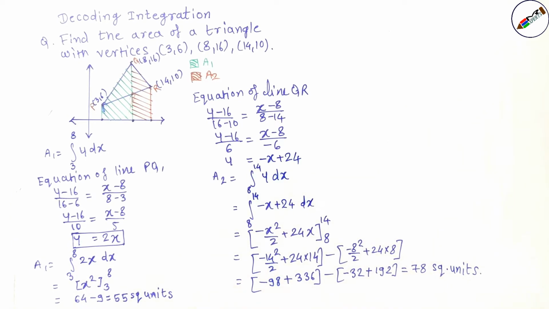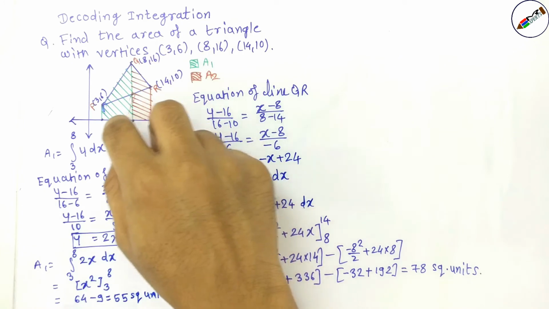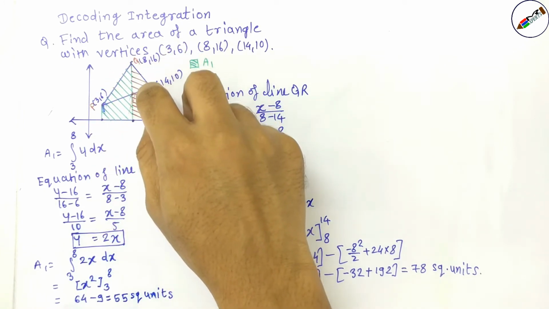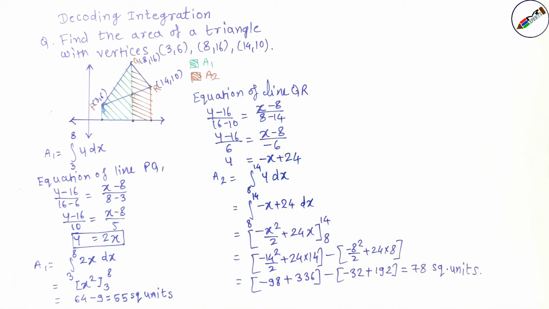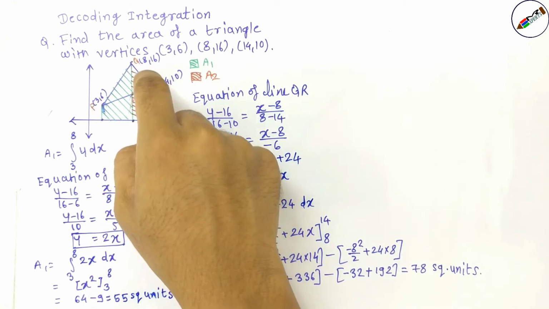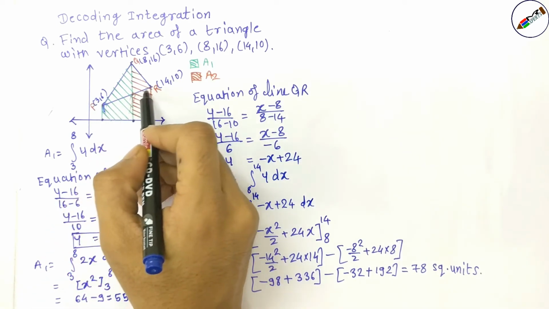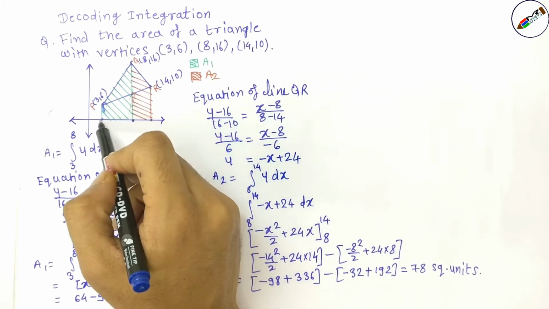So we have also got the area A2. Now if you observe carefully, what is the addition of area A1 and A2? So this total area is A1 plus A2. But we needed to find out the area of the triangle, which is nothing but this particular area. So we notice that this area is extra.